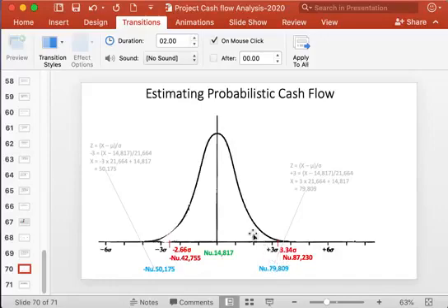Okay, so this 50,175 Newton corresponds to this minus 3 sigma, and this 79,809 corresponds to plus 3 sigma.